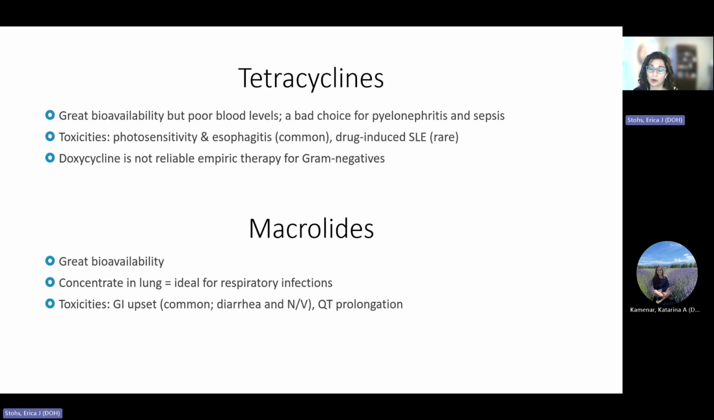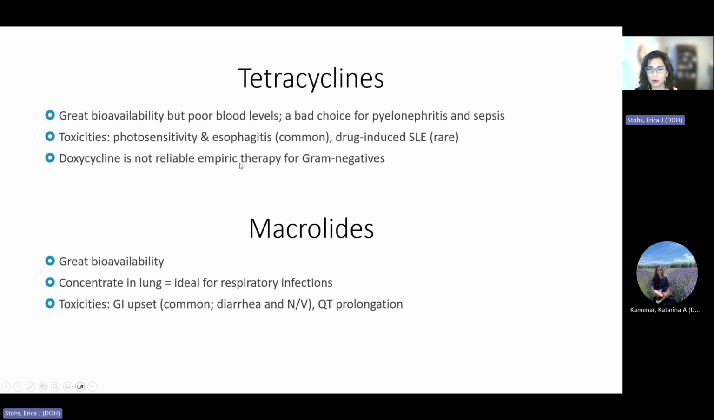The other really important one to realize is esophagitis. So when there's a patient swallowing this one, you want to make sure they drink plenty of water because if it does stay in the esophagus, it can cause really bad inflammation. There's also some association with drug-induced lupus, which is extremely rare, but also known with this drug. And again, it's not reliable as empiric therapy for gram-negatives.